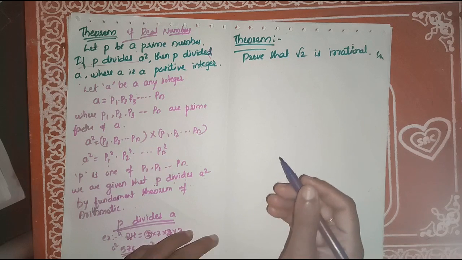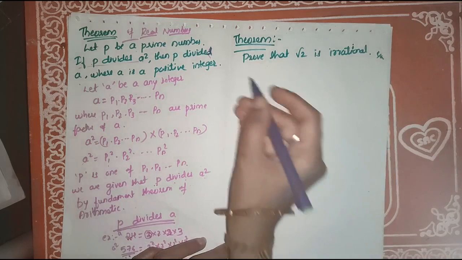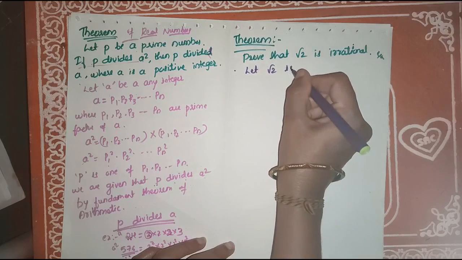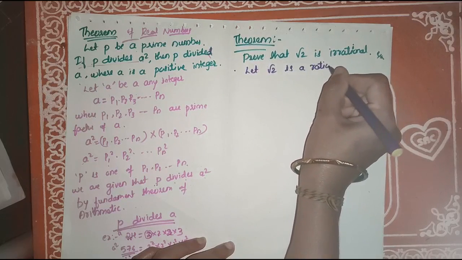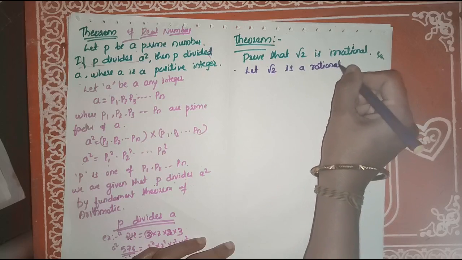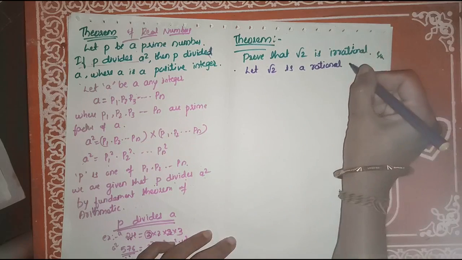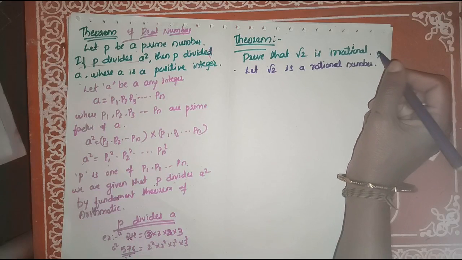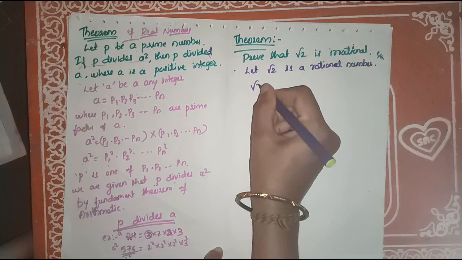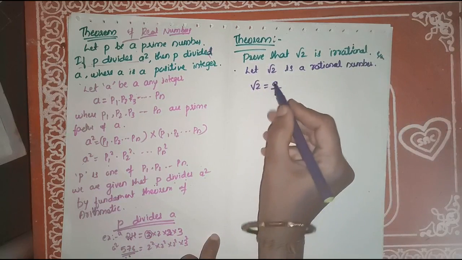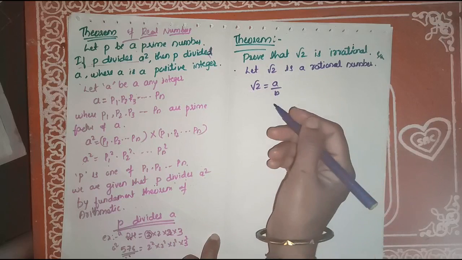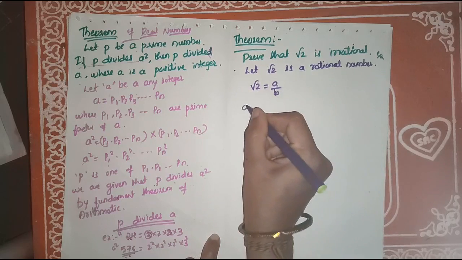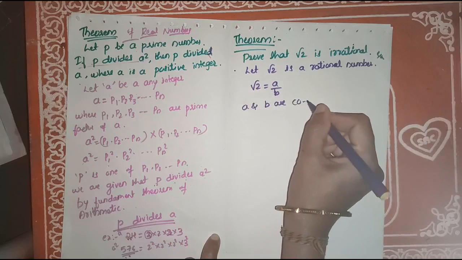Here we need to prove this is irrational. So first, let us assume that root 2 is a rational number. Then rational means it can be written in the form root 2 is equal to a by b, because we have taken it as rational. Here a and b are co-primes.